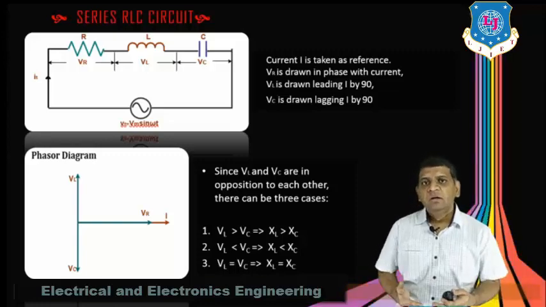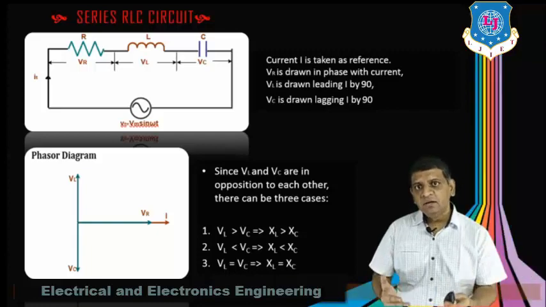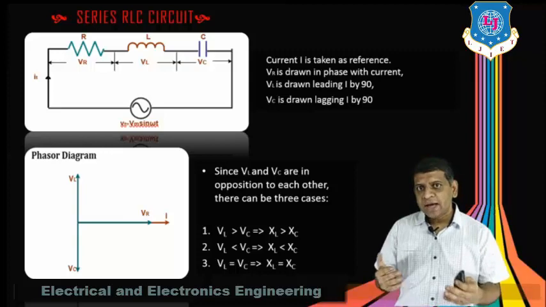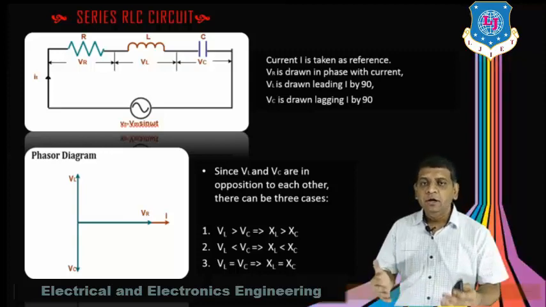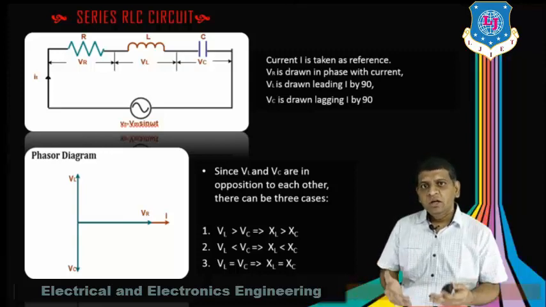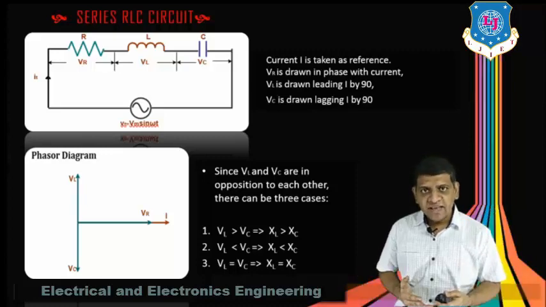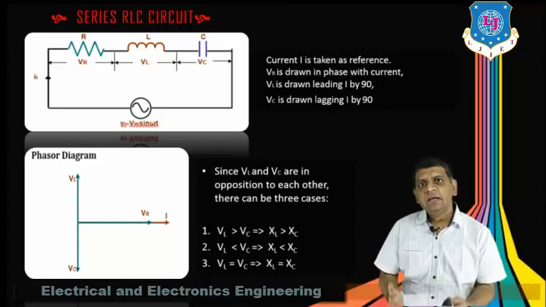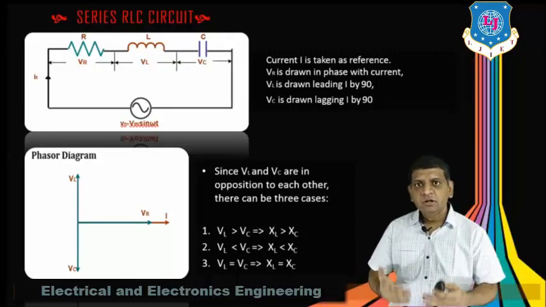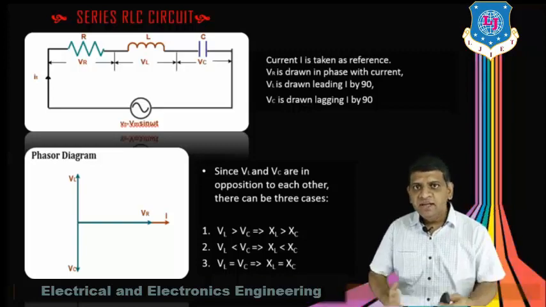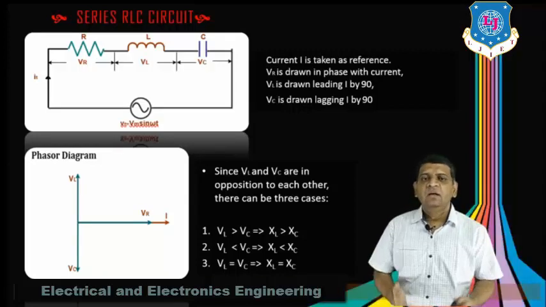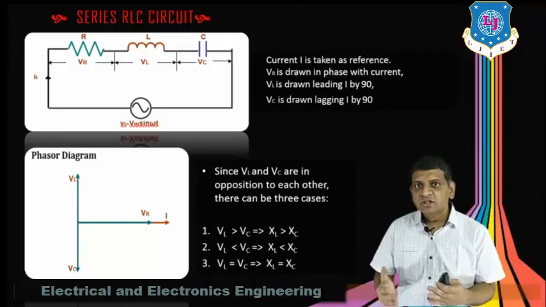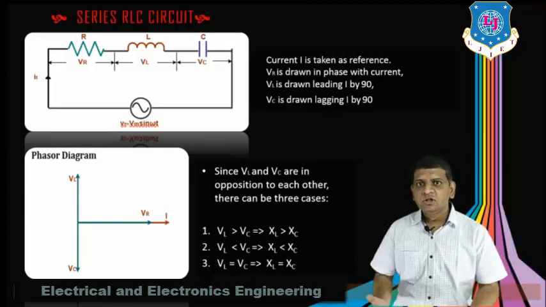So if I consider condition number 1, VL greater than VC, that means VL is nothing but I into XL and VC is nothing but I into XC. So here the current throughout the series operation is the same. Condition number 1 is VL greater than VC, that means XL is greater than XC. Condition number 2, VC greater than VL, that means XC greater than XL, and condition number 3, that is VL is equal to VC, that means XL is equal to XC.